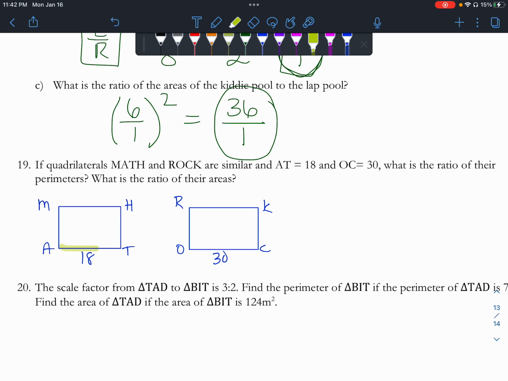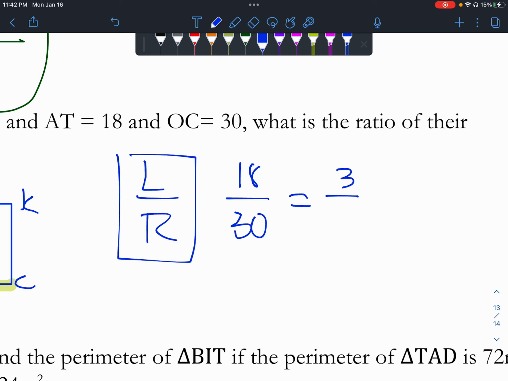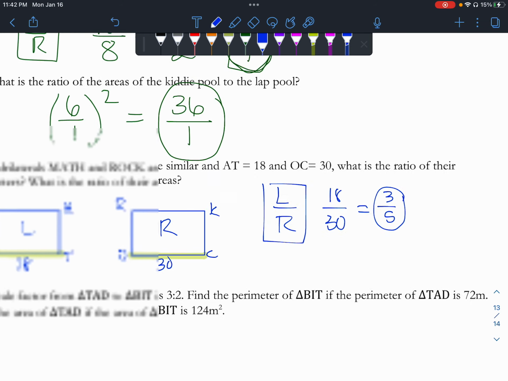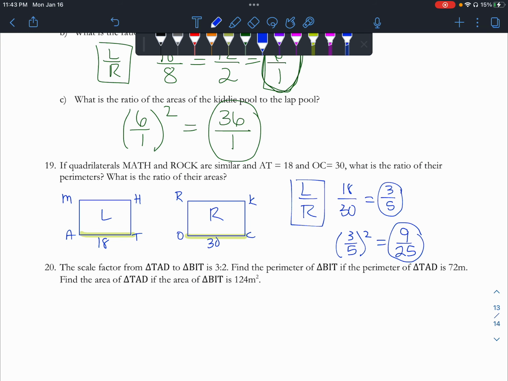Well, ladies and gentlemen, the ratio of their sides is equal to the ratio of their perimeters. So if I was going to go from the left side to the right side, I would end up with an 18 to 30 ratio, which we can simplify. It looks like both of those are divisible by 6. I have a 3/5 ratio of their sides, which means that's also the ratio of their perimeters. For the area, we take the perimeter or side ratio and square it. 9/25 is what we end up with for the areas themselves.